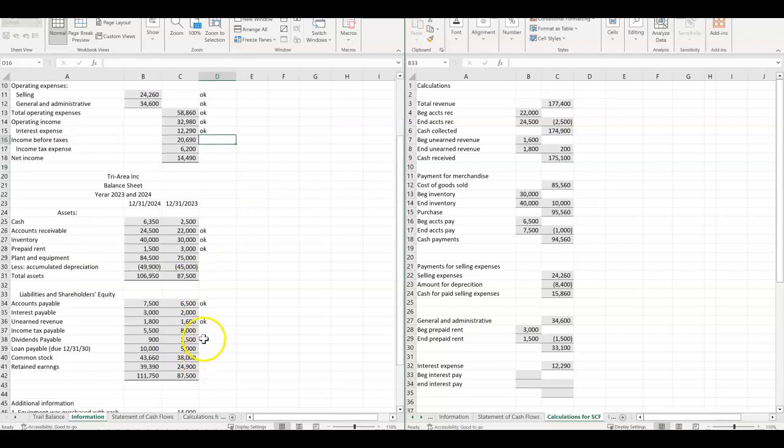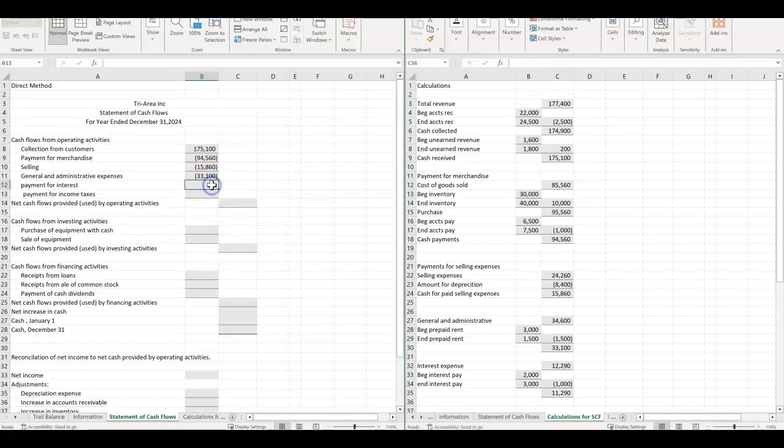And we come down here to the payables. Interest payable. It's 2,000 and 3,000. Okay, so we have 2,000 and 3,000. A difference of 1,000. Since the payables went up, we paid out less than what we have in there, than what we have in expense. So that would be subtracted off. So we paid out 11,290. So the statement of cash flows, we would have negative 11,290.